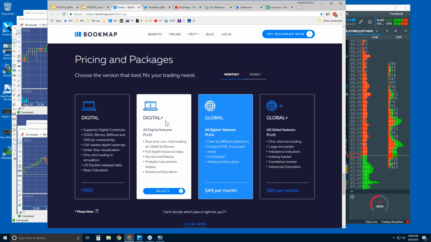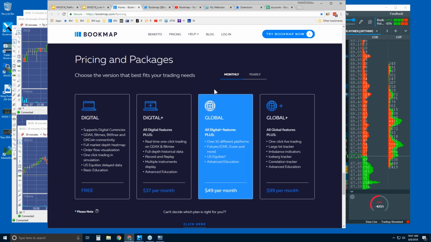Now the digital plus version, you still get everything included in digital, but you get the ability to trade right from the Bookmap chart into a live GDAX or BitMEX account that you have funded. You can also record and replay your data, and you get multiple instruments, not just one. You get many, like 20 for each different exchange here. And then you also get the advanced education that I was describing earlier, and full support, okay? You don't get that with the free version.